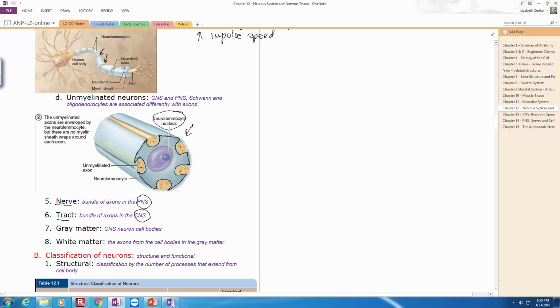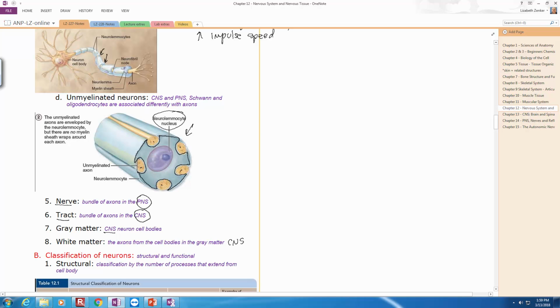When you're looking at the brain tissue, you'll know that tract has to go with the CNS. Also in the CNS, you have gray matter, where the CNS neuron cell bodies are. That's what makes it termed gray matter. White matter is the axons from those cell bodies in the gray matter. So when you're looking at the brain dissection this week, you will be able to see gray versus white matter, and you'll know that gray is CNS neuron cell bodies, and their axons make up the white matter. What else do I want to tell you? Again, white matter and gray matter are the CNS.